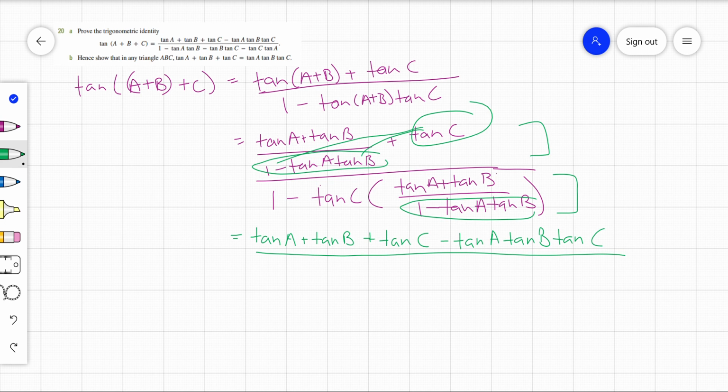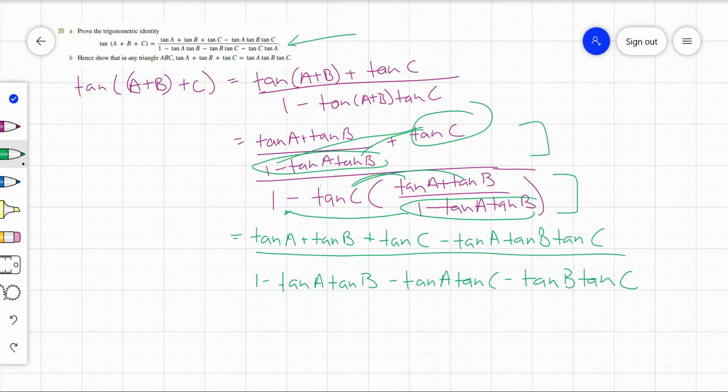Again here, I need the common denominator for this term, so 1 minus tan a tan b. And then I'm going to multiply this through, so I'm going to have minus tan a tan c and minus tan b tan c. So that should be correct. We've got tan a tan b tan c minus tan a tan b tan c. Top's correct. 1 minus tan a tan b minus tan b tan c. These two are just in a different order, but that's the same anyway.